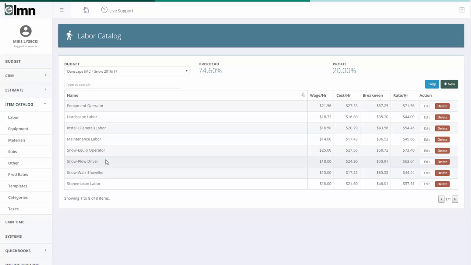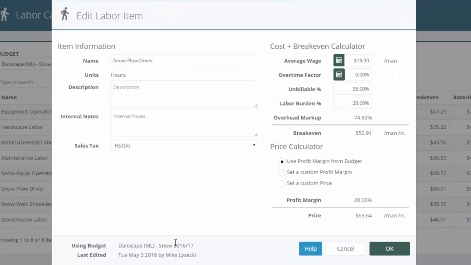Let's take a look at a plow driver because it's a pretty common one and it's sort of right in the middle. First thing is the name. I like to put snow before the name so that all my snow labor all start with snow. Makes it easy for estimating to find what we're looking for. So here I've got snow-plow driver. The units are in hours, it's man hours. And then I've got a description, internal notes if I need it. Sales tax, if I do charge that on labor. Of course, that's up to you and your government. And then over here, I've got all the details. Let's step through the details now.